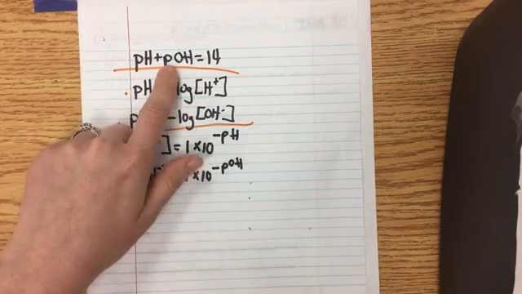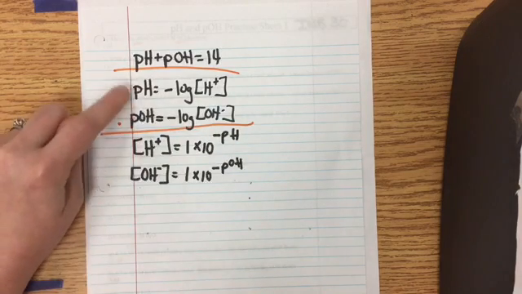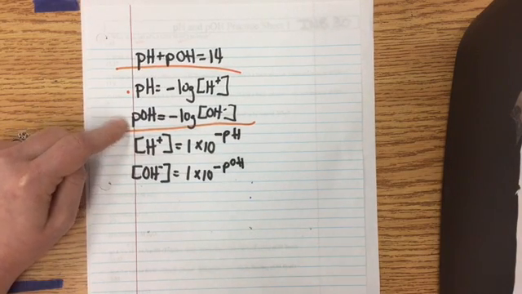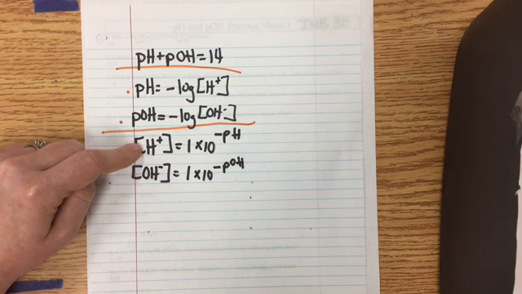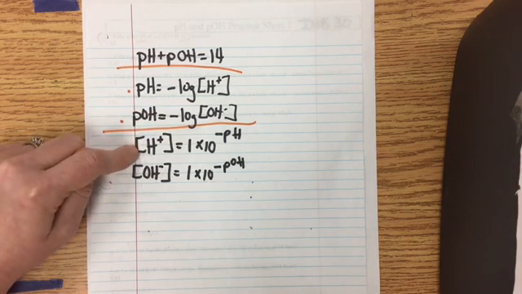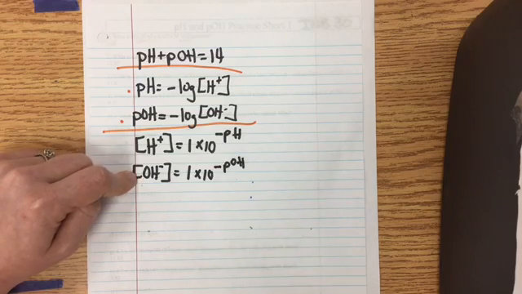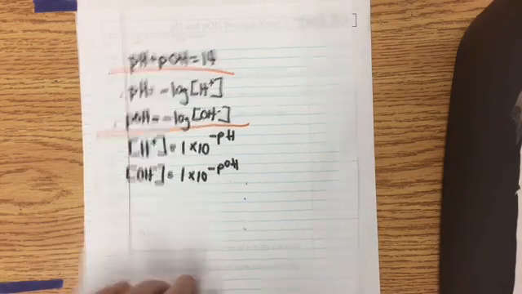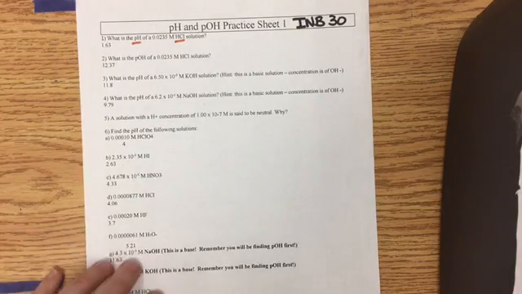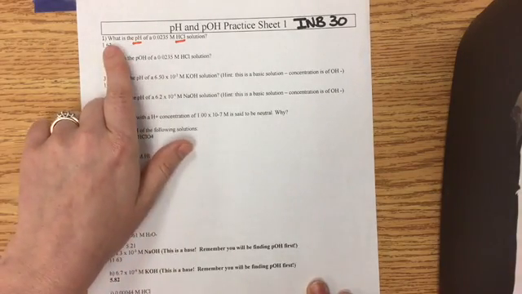We know that pH plus pOH equals 14. We have two different equations to find pH and pOH, and then we have two equations to find the concentration of H and the concentration of OH minus. So using those, we're going to put them to work in order to answer the questions on our worksheet. The first problem we're going to look at is problem number 1.